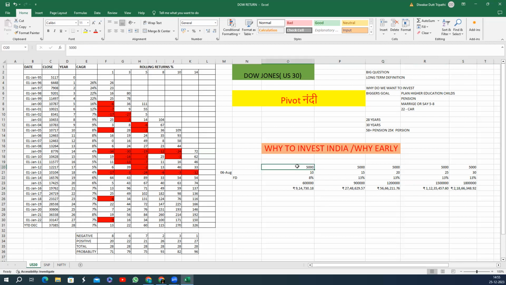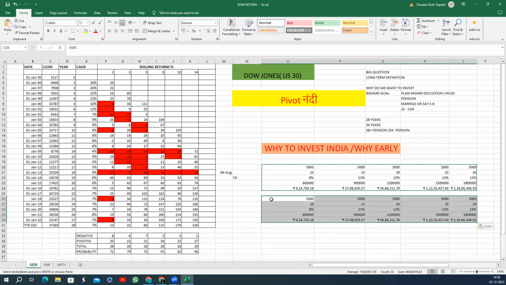Now let us see one more case study. I thought that the 5,000 rupee value is for some salaried class person. Now see, if somebody is from the lower middle class income and he is investing only 3,000 rupees per month.